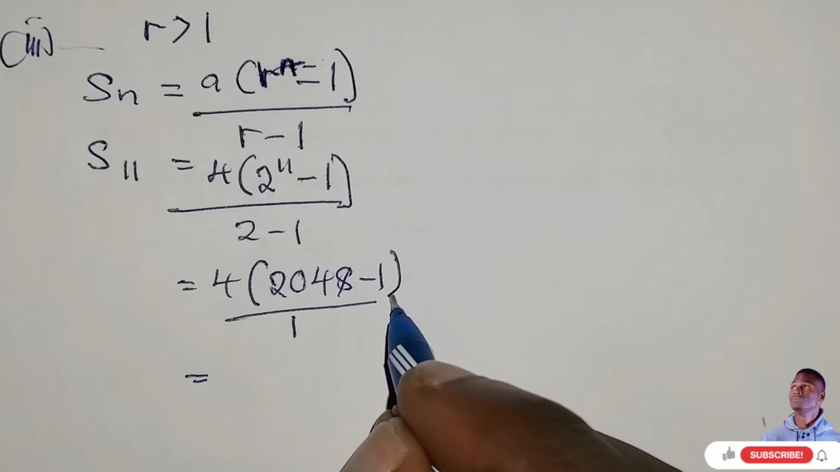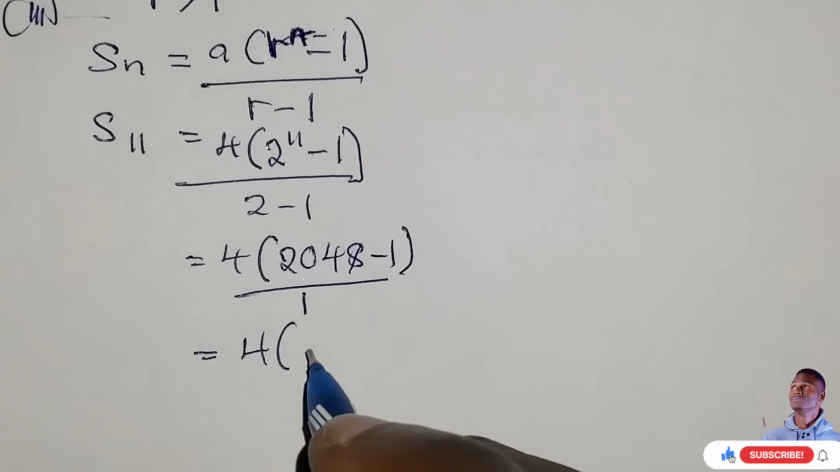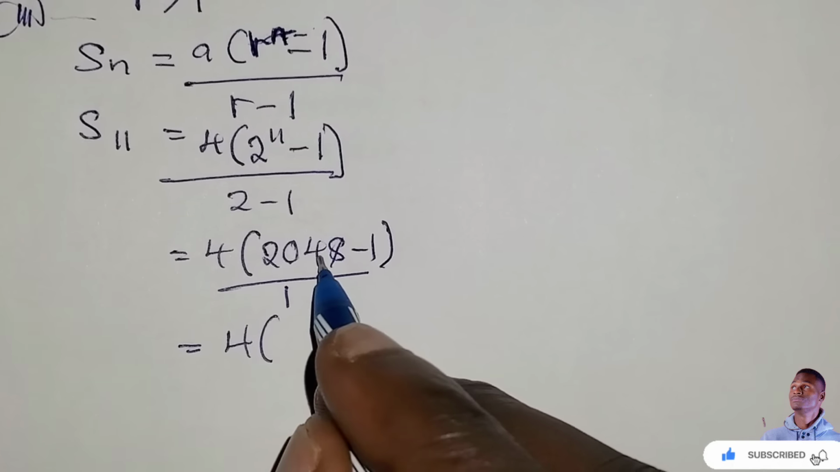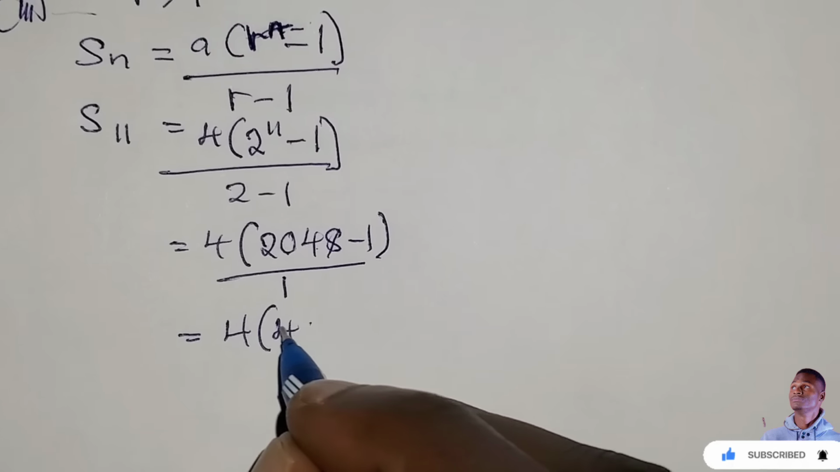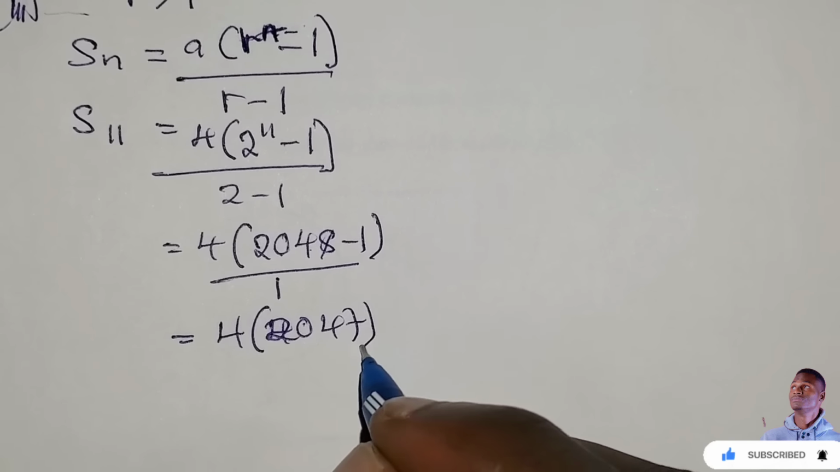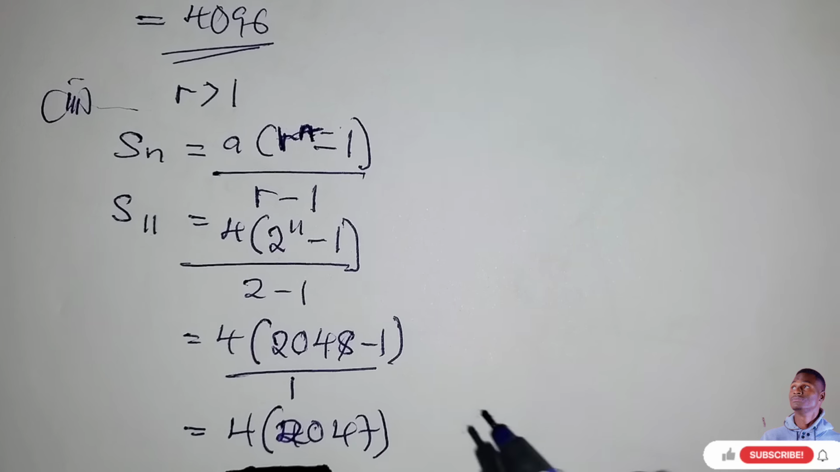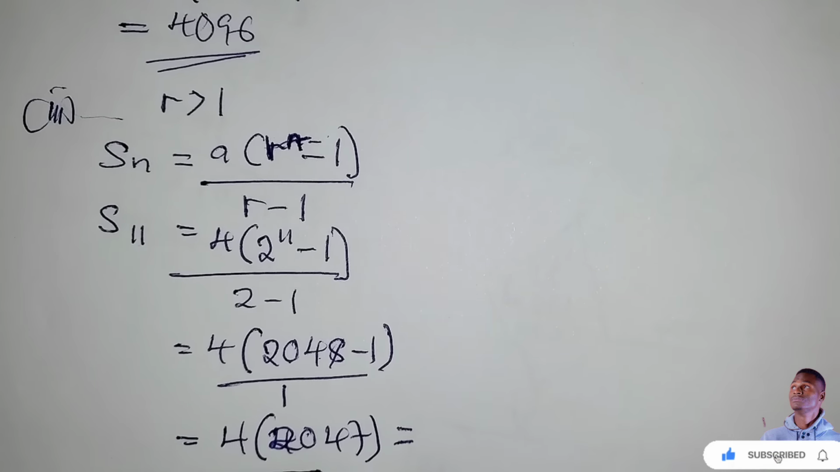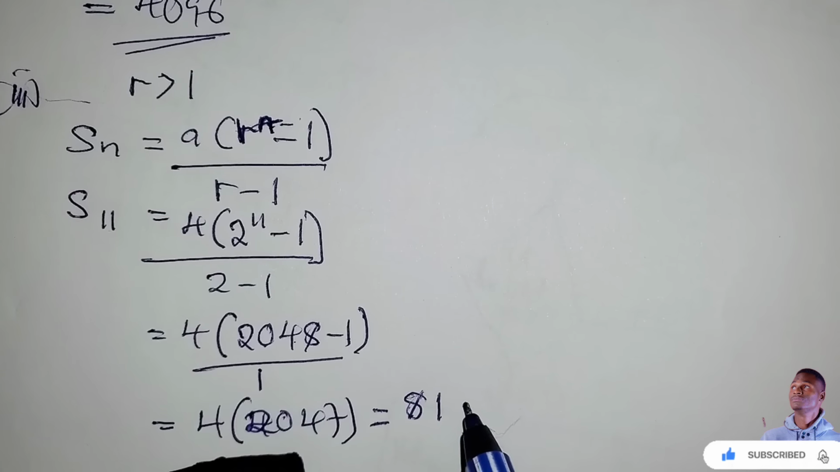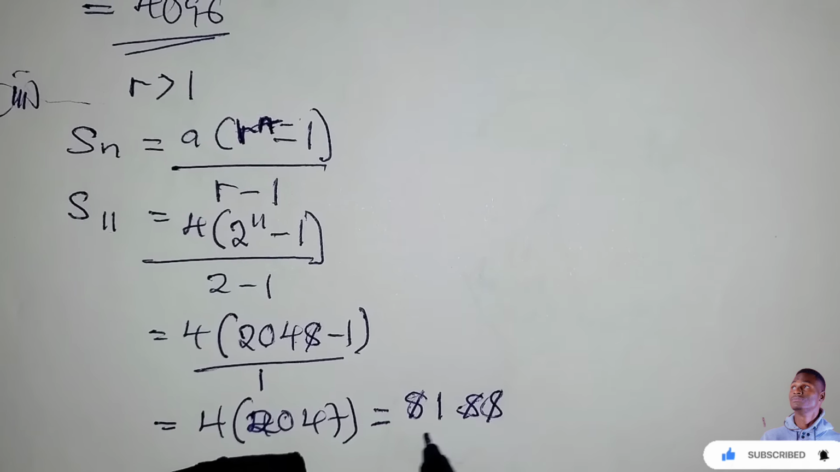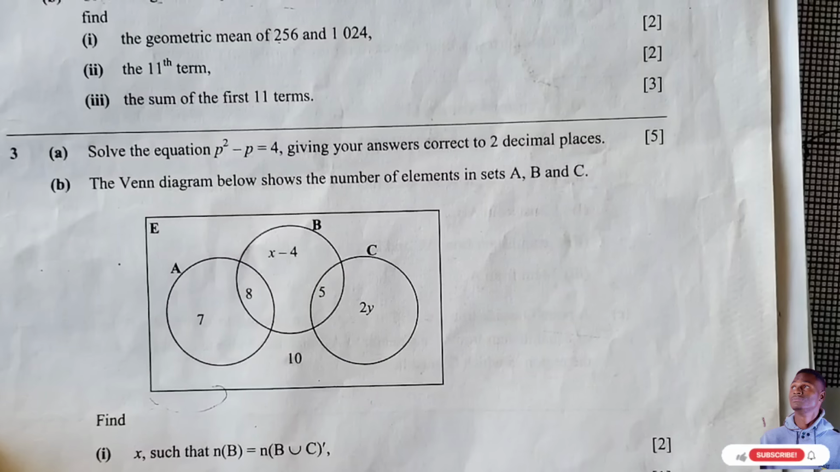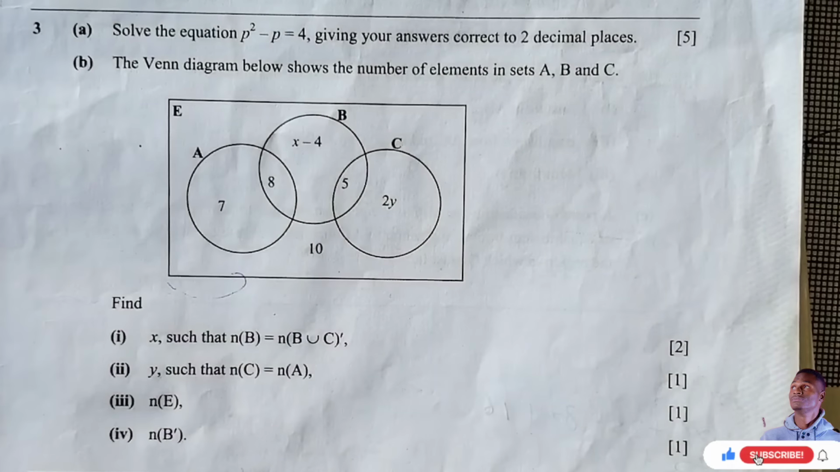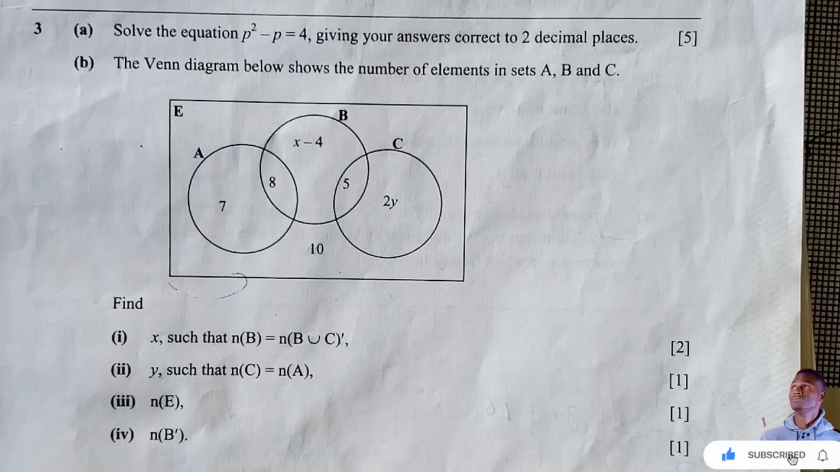So here you just have 4 open bracket 2048 minus 1, which will be just 2047. After multiplying here, we are going to have our final answer as 8188. Okay, so we are done with the second question. Are we together? The second question you are done. You go to the third question. Exam serious business.